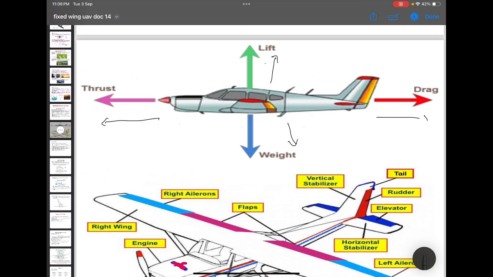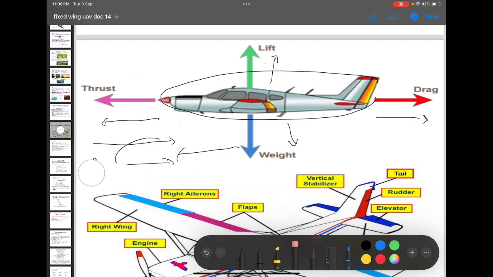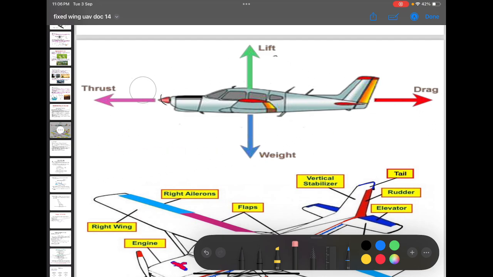And what is drag? Drag is a resistance force when your aircraft is in forward motion. Okay, at that time what will happen? You can see the incoming air is from left to right. Okay, the aircraft is in forward motion. Because of the interaction of this aircraft with the incoming air, here we will get a resistance force. This resistance force is drag. Okay, so these are the main four forces acting on an aircraft. Okay, remember it.